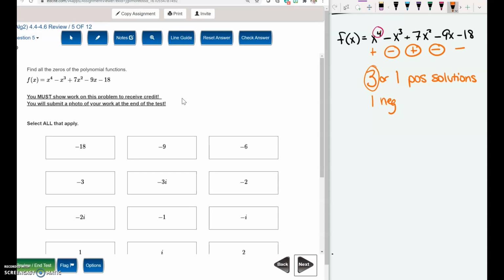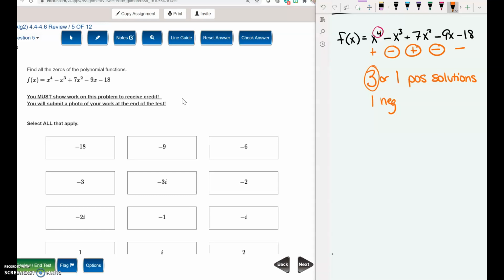If you're working on this in class, you'll have a paper copy and you'll be able to see your work for this up above. But you may want to keep this for when you get to this problem, because see this x to the fourth minus x to the third plus 7x squared minus 9x minus 18, it's the same problem. So this is like the continuation of that previous problem. All right, so we need to find all of the zeros.